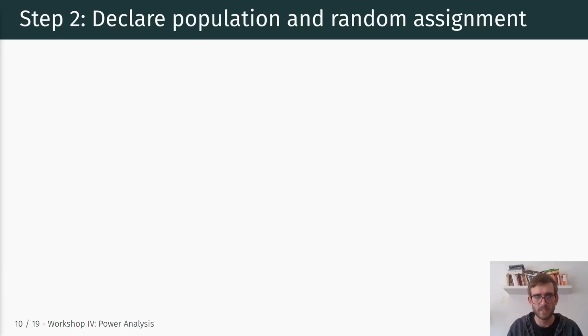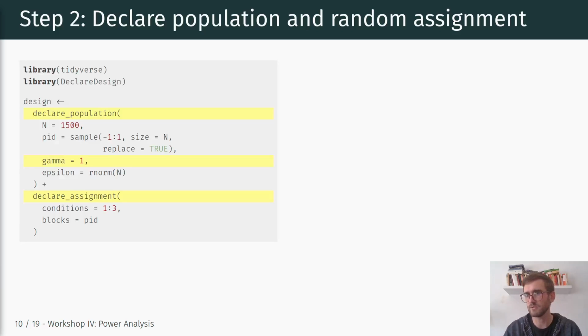And the first step in DeclareDesign is to set up the population as well as random assignment and the basic data setup. Okay, and the way to do this is as follows. There are two steps that I'm going to show you here. Of course, we're first loading tidyverse and DeclareDesign, and then there are two parts that we add to this design declaration. We're going to save our design in an object called design, and the first command that we start with is declare_population.